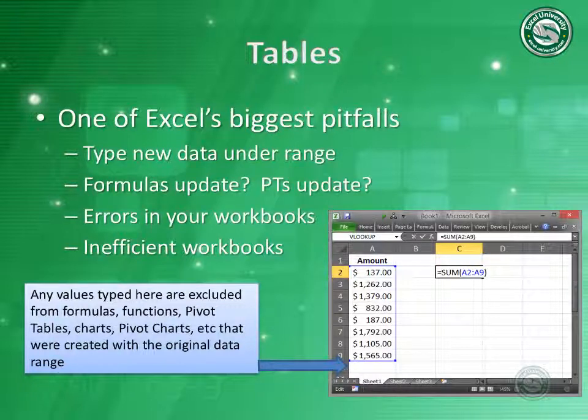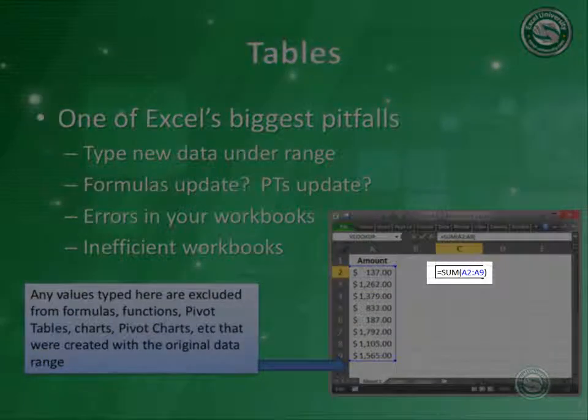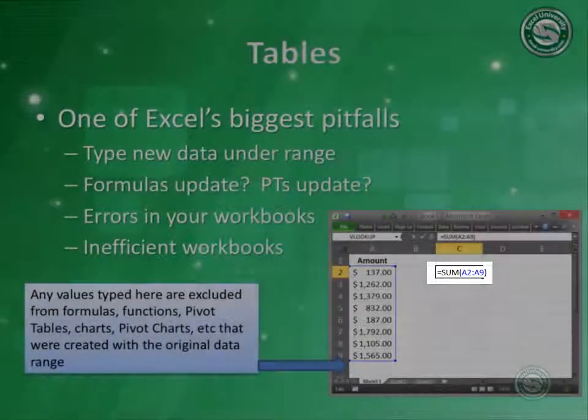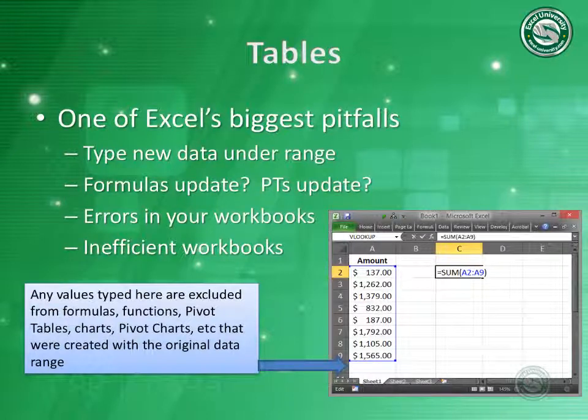Maybe we use it in a pivot table or a chart, or maybe we have a formula that uses the range, such as a sum function to add up the values, shown here in cell C2. The sum function works, we save the workbook, close it, and life is good. Until next period. We open the workbook to update it. We add new data under the range, starting in cell A10.